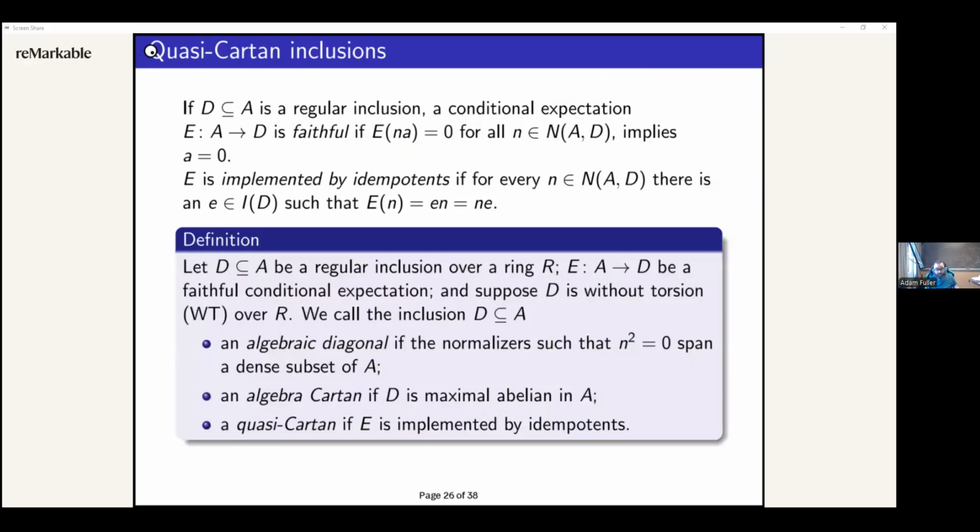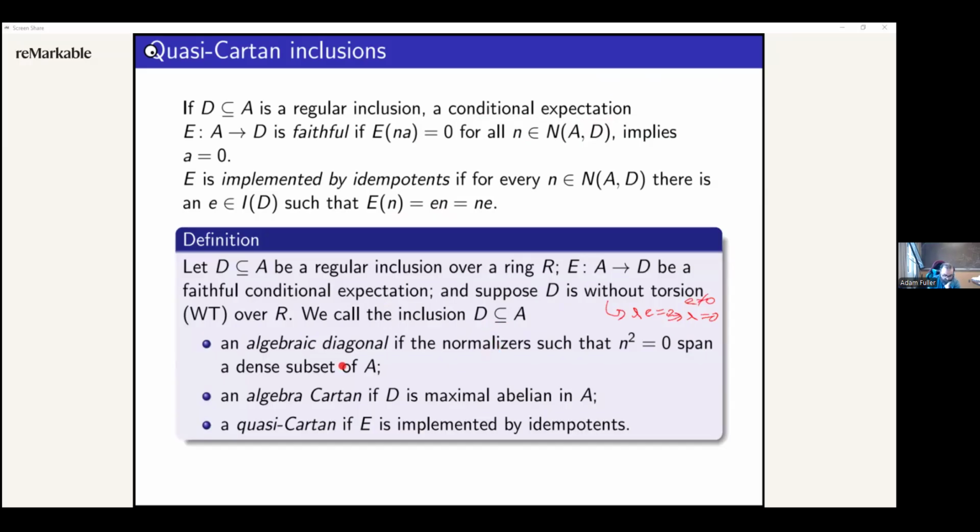This allows us to give our definitions of the generalization of being Cartan, and there's 3 here. So we're going to say we have a regular inclusion, we have a faithful conditional expectation. D being without torsion over R is another condition needed, which is saying that if lambda E is equal to 0 for E a non-zero projection, then lambda is equal to 0. So we can't multiply an idempotent by the ring and get 0.